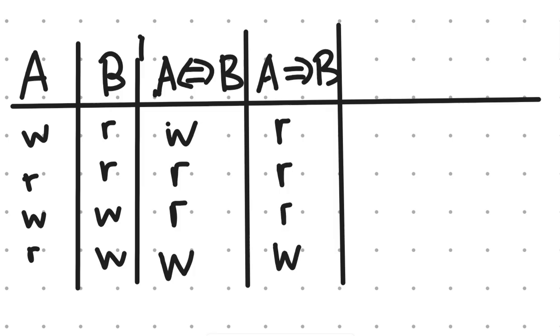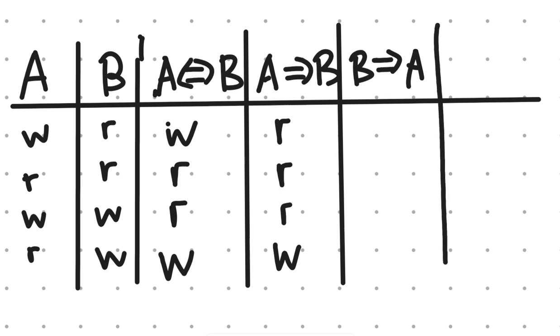Okay, B implies A. B implies A is just this one going to here, okay? So if we go from right to wrong, it means it is wrong. And if we go from right to right, it should be right. And if it goes from wrong to wrong, it should also be right. And if it goes from wrong to right, it should also be right.